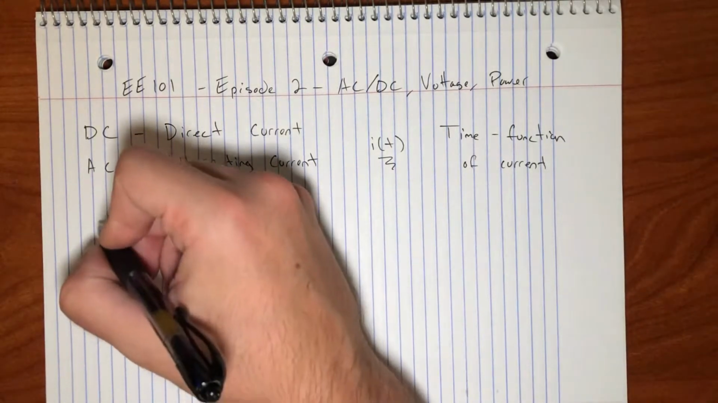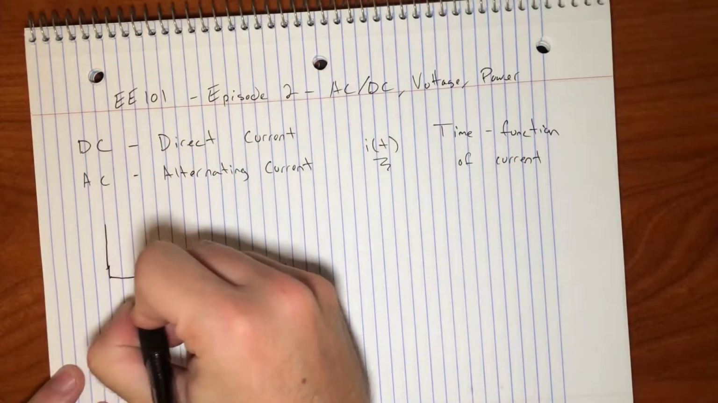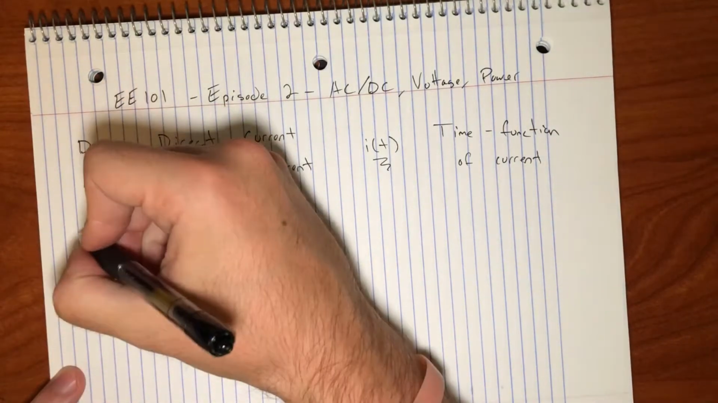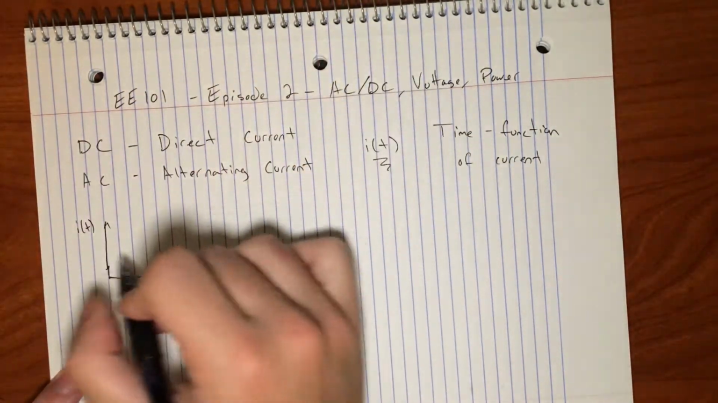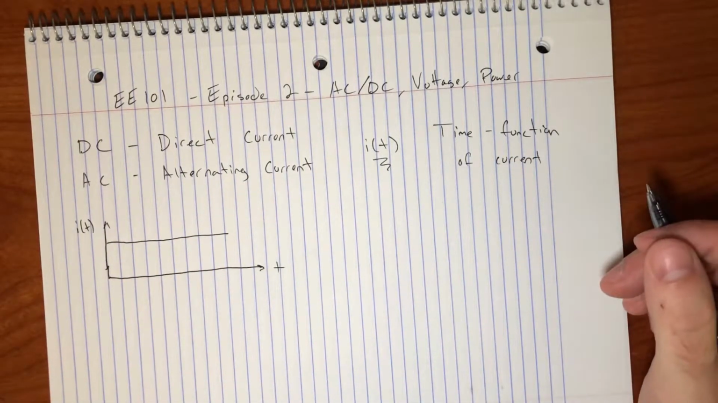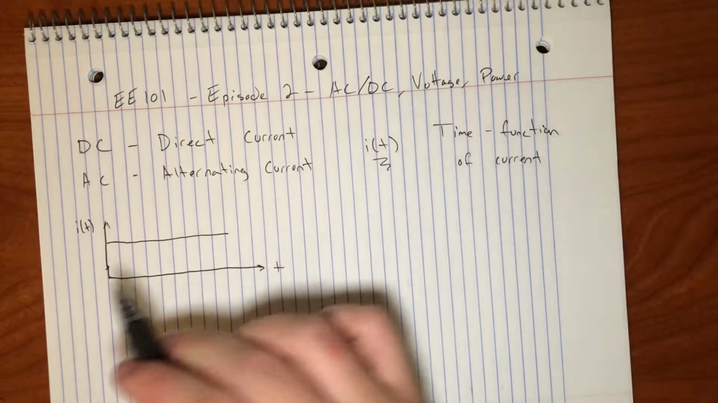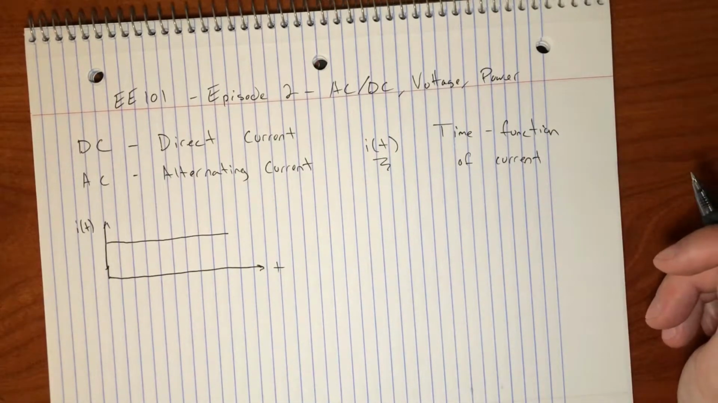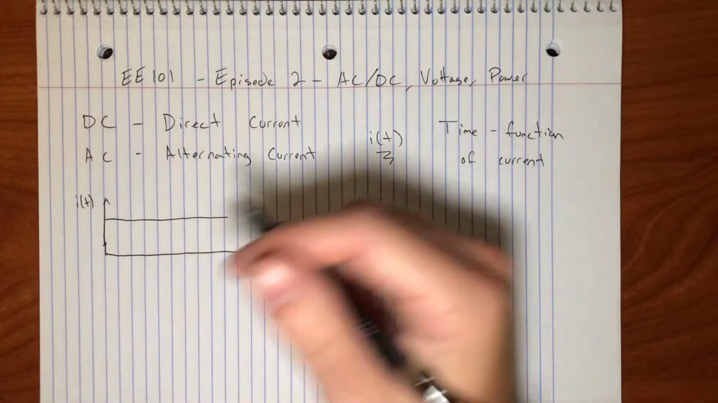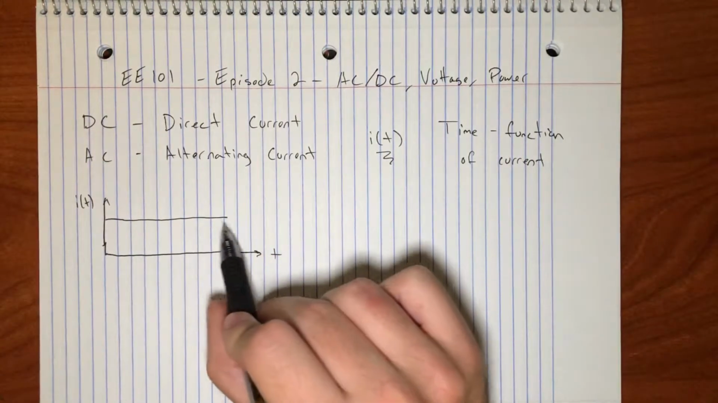So let's look at a plot of this function, I of t, against time. And what's the definition of a DC current? Well, that's it. That's all it is right there. If you look at it visually, there's this current, and for lack of a better word, it's constant. A DC current is constant in time. It's a current, like I described in the previous episode, with a constant amplitude in time.